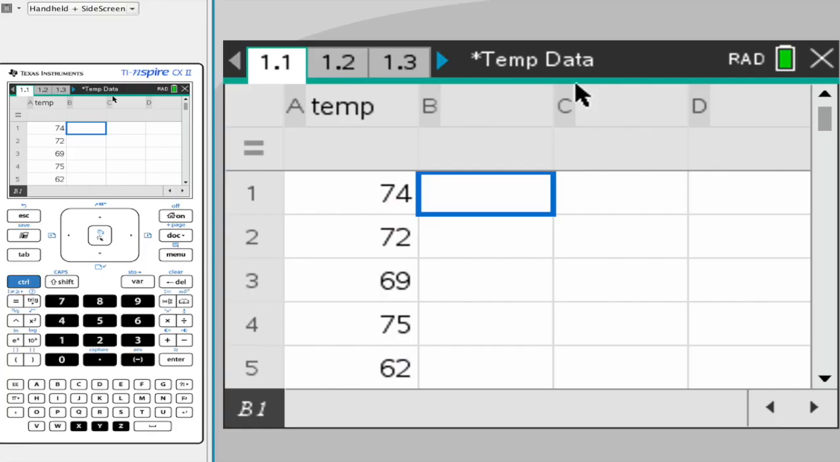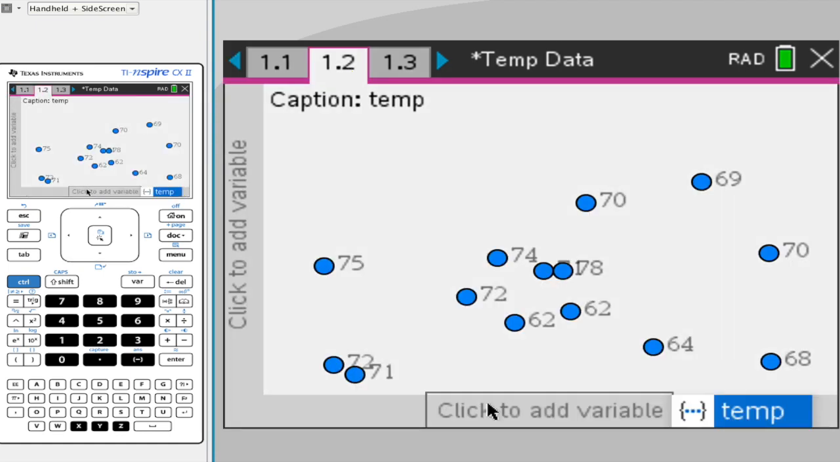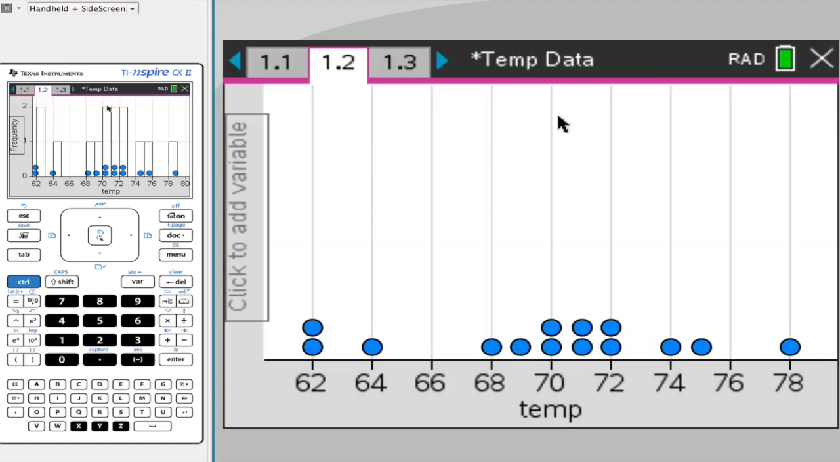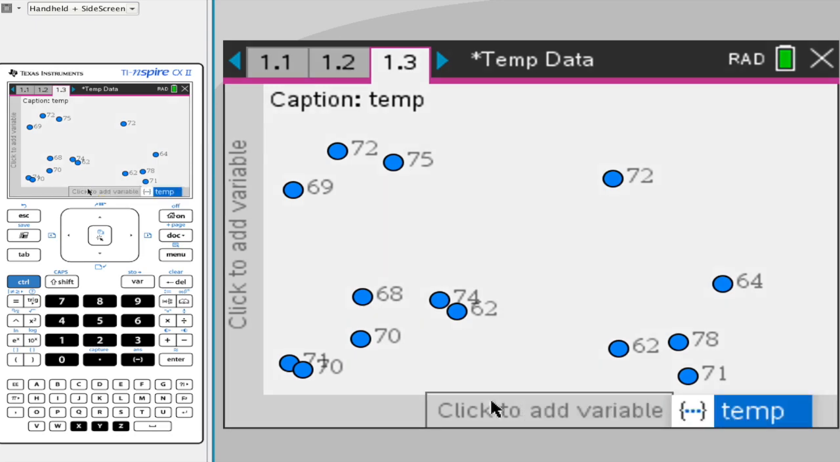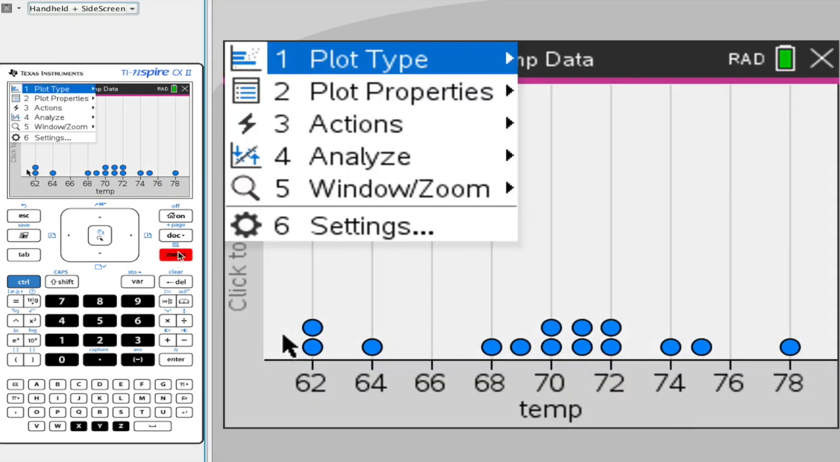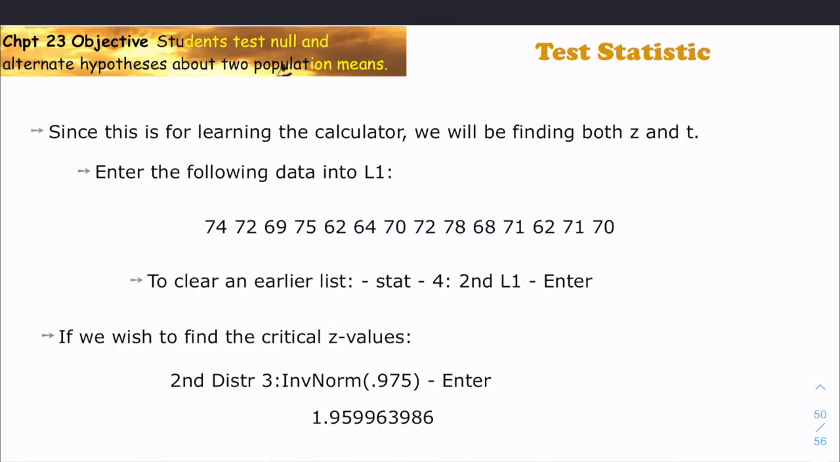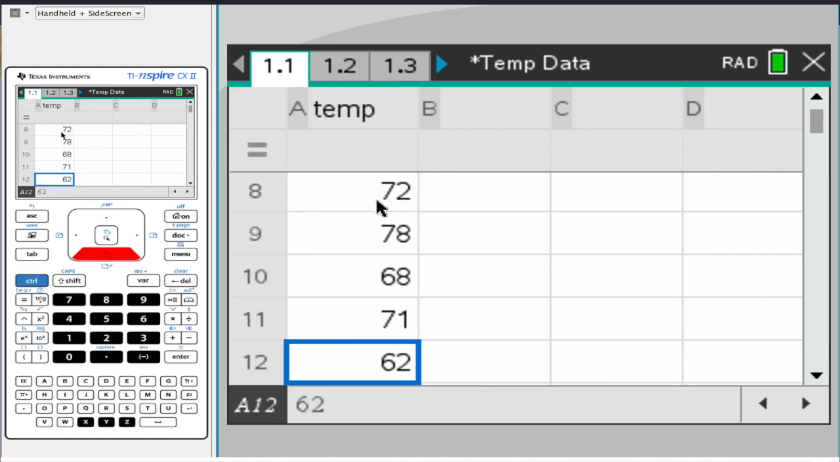14 days is a small sample, but temperatures for this time of year are distributed normally enough around the mean temperature. We can check using a histogram or a normal probability plot, shown here. Since this is learning the calculator, we're going to be finding both Z and T. So we have our list. We're going to enter it on the TI-Nspire. I'm going to name it temp.